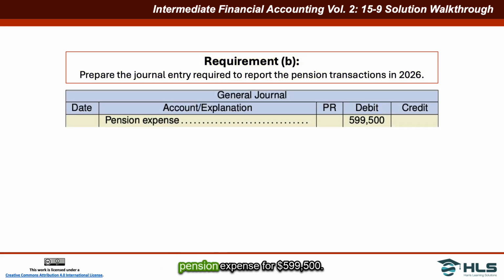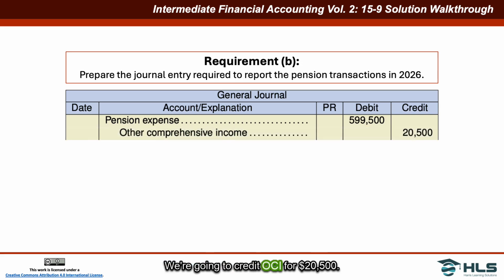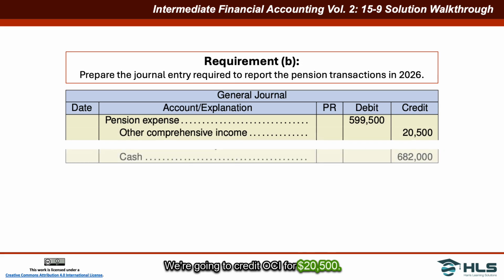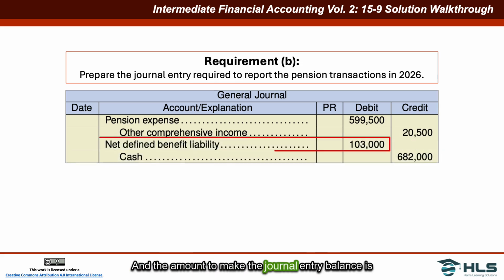We're going to debit the pension expense for $599,500. We're going to credit OCI for $20,500. We're going to credit cash for $682,000. And the amount to make the journal entry balance is $103,000, which is a debit to the net defined benefit liability account.